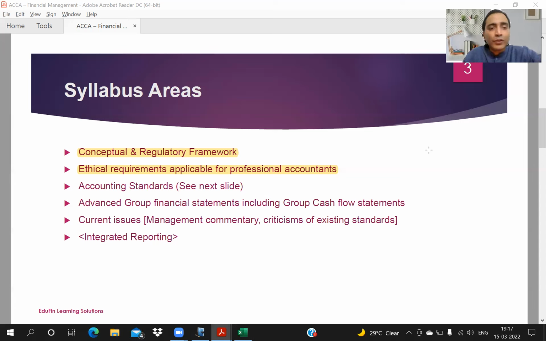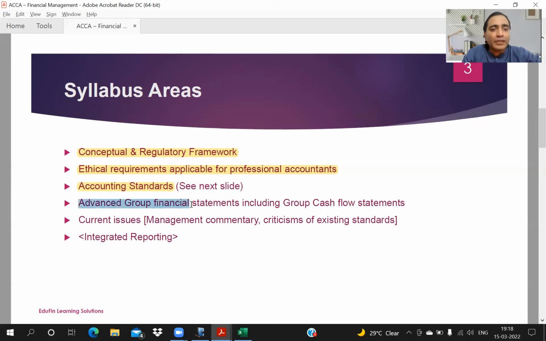So the second part of your syllabus is ethical requirements, very important. And then plenty of accounting standards we are going to learn. Some of them you are already aware of, or rather, you should have been aware of. You have studied them in the financial reporting paper, the FR paper. But even if you don't recollect them, we are going to study whatever is relevant now for SBR. So don't worry on that front. There are plenty of accounting standards, some that you should already know and some completely new ones. Again, needless to say, a very important area of your syllabus.